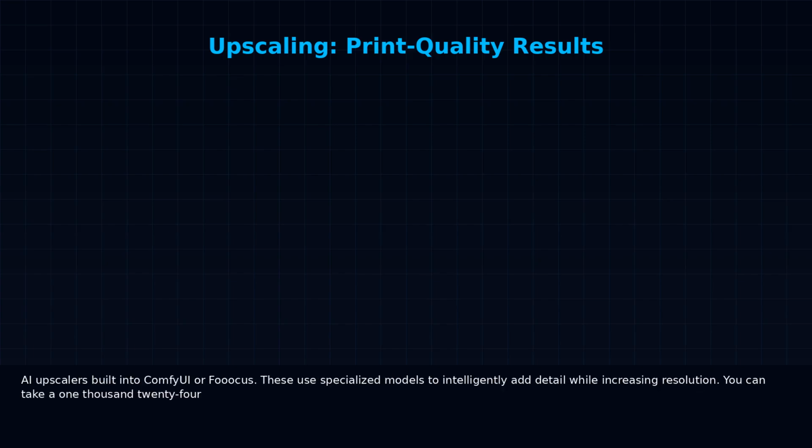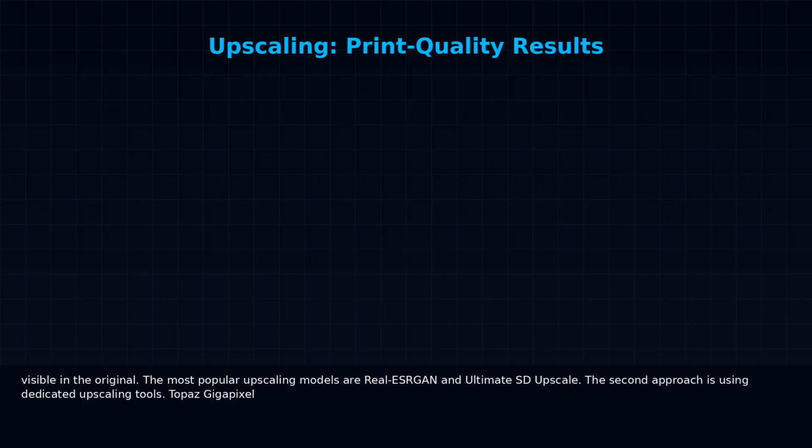The first is AI upscalers built into Comfy UI or Fooocus. These use specialized models to intelligently add detail while increasing resolution. You can take a 1024 pixel image and upscale it to 4096 pixels. That's 4K resolution. And the AI actually adds new detail that wasn't visible in the original. The most popular upscaling models are Realistic and Ultimate SD Upscale.